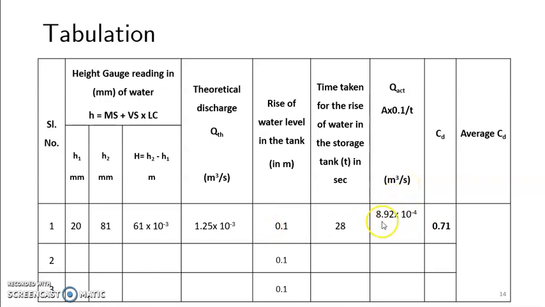From these values we can calculate CD, which is equal to Q actual divided by Q theoretical, and the same will be continued for all the trials, trial 2, trial 3, for different discharge levels, and the average CD can be calculated using these three values.